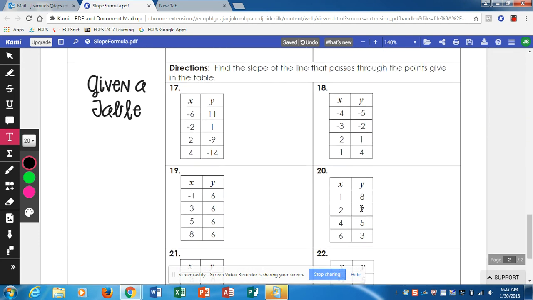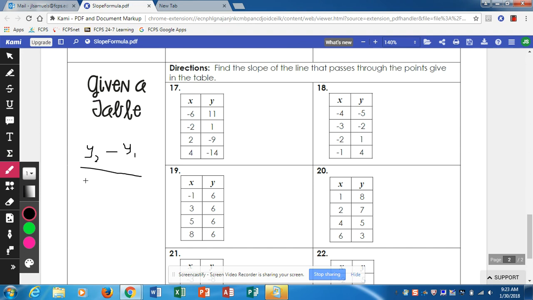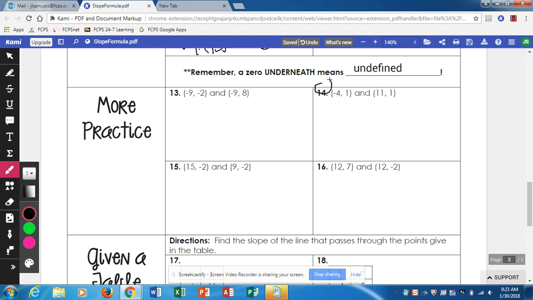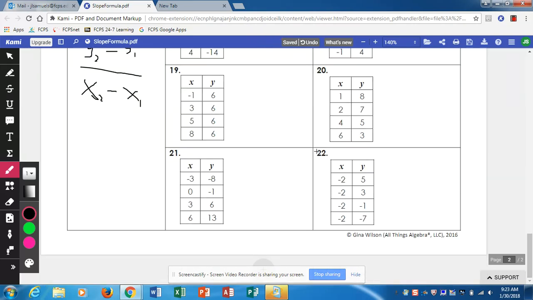Remember, when we have a table of values, this is still just ordered pairs. Okay, so we still follow the same formula. And remember, I will give that formula to you one last time. y2 minus y1 over x2 minus x1. Slope formula. Okay, just like on the first page, you guys are only going to knock out the even problems. Okay, so 14, 16, all the way down to 22, only the evens.